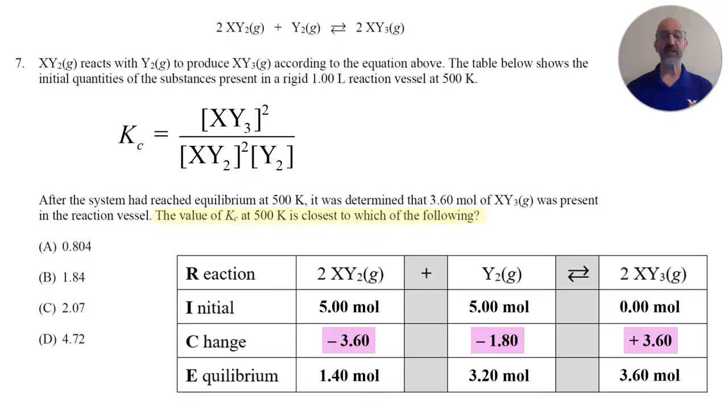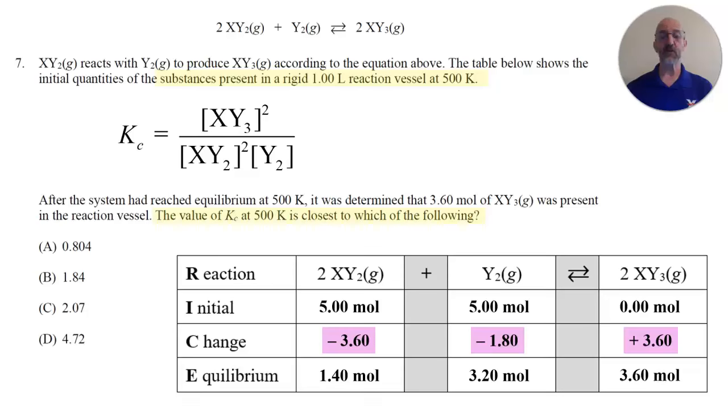Now, I had mentioned earlier that this is a 1 liter reaction vessel, and there is a difference between the number of moles and the molarity. So the number of moles is not necessarily the same as the molarity, but in this case, numerically, they are the same value. The reason they are the same value in this case is because moles divided by liters would be the number of moles divided by 1 liter.